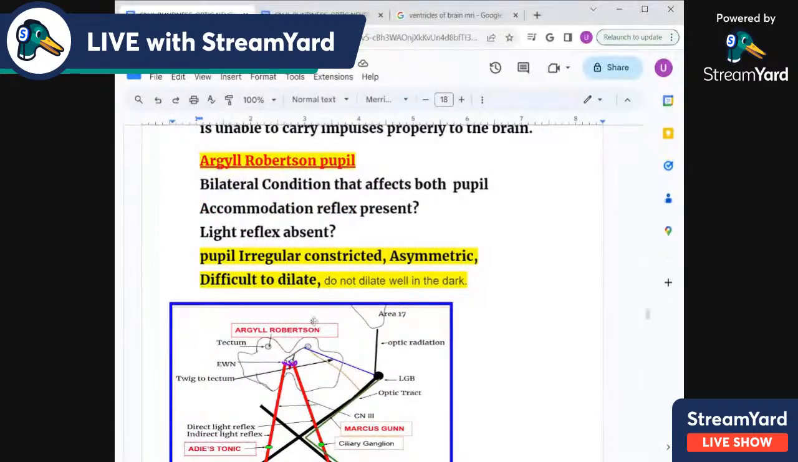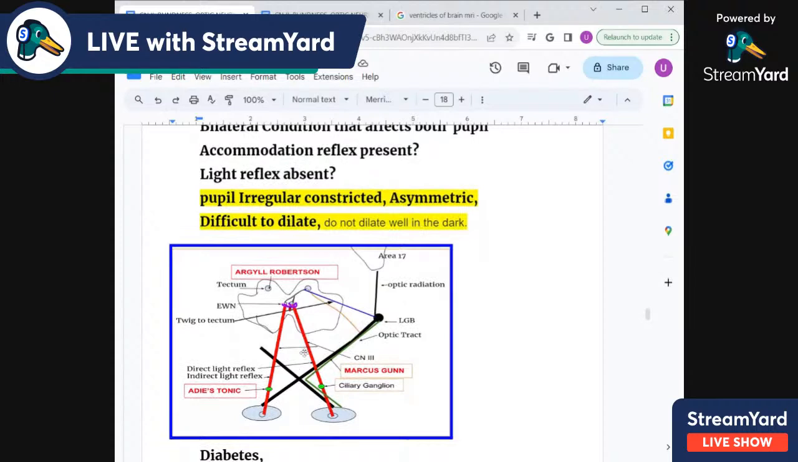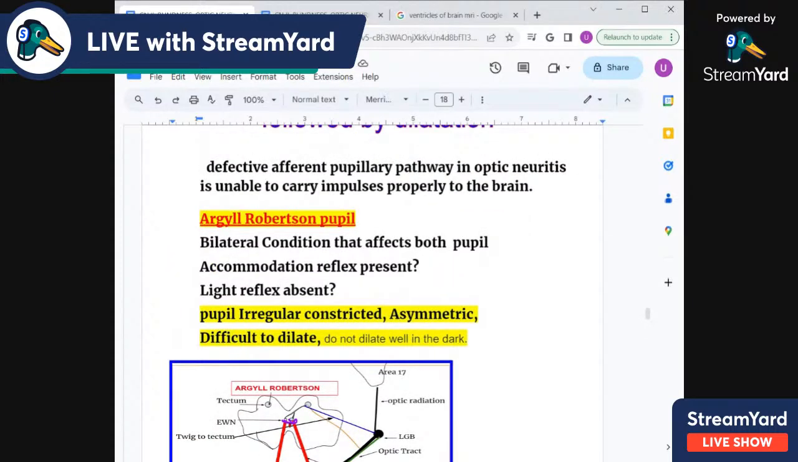Argyll-Robertson pupil, in which light reflex is absent and accommodation reflex is present. ARP, accommodation reflex is present. The light reflex has three parts. The accommodation reflex, I'll discuss it later. So the light reflex is absent.